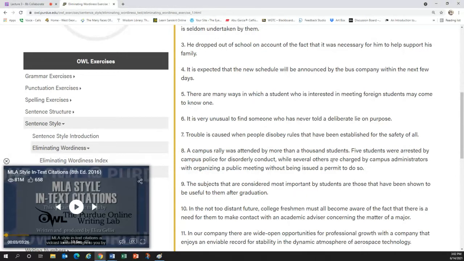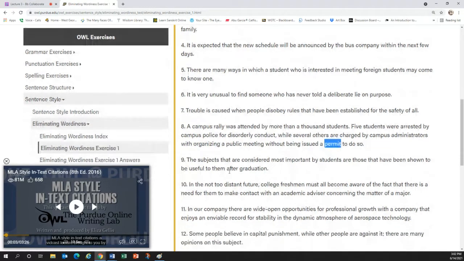while several others were charged by, do we have to say campus? Maybe here you distinguish the campus police from the regular police, but here, you said they were students and then you're going to bring up administrators. I don't know that you need campus there. With organizing a public meeting without a permit, you don't need to say being issued a permit to do so. You can just say without a permit, because a permit is permission to enact the rally.